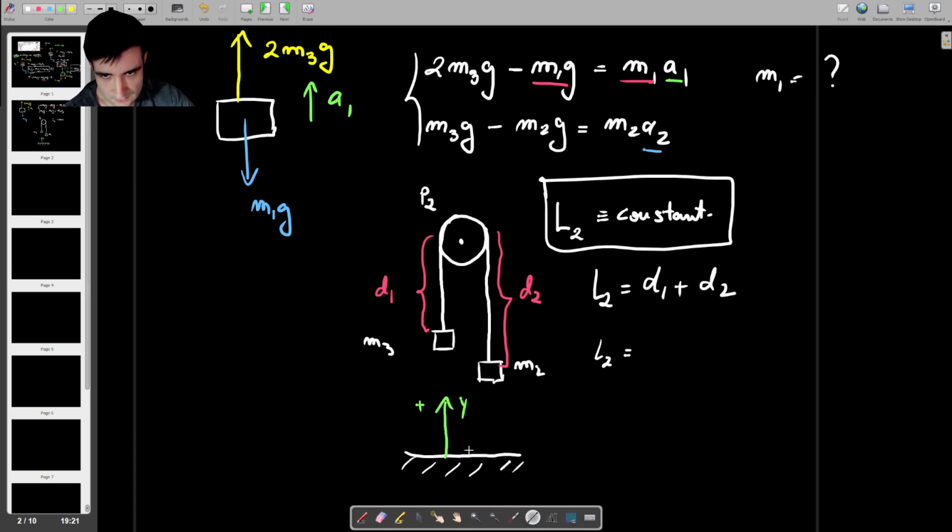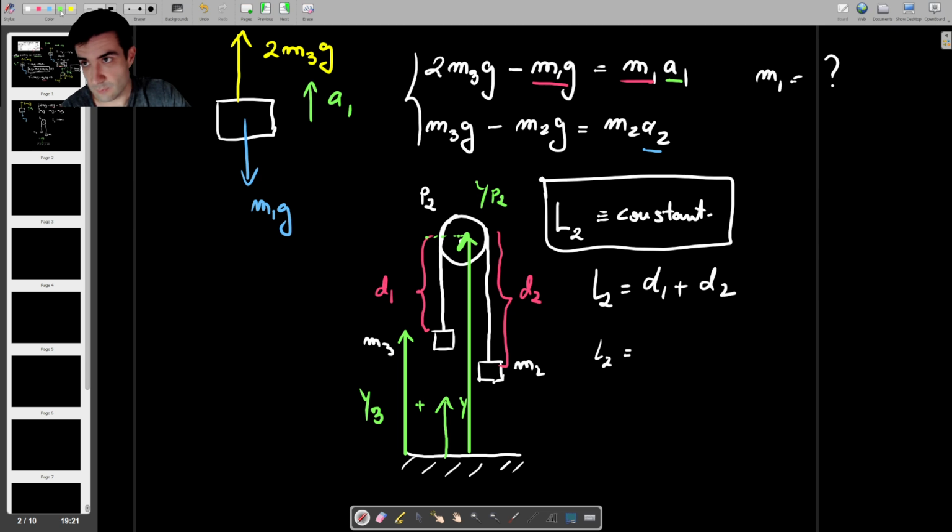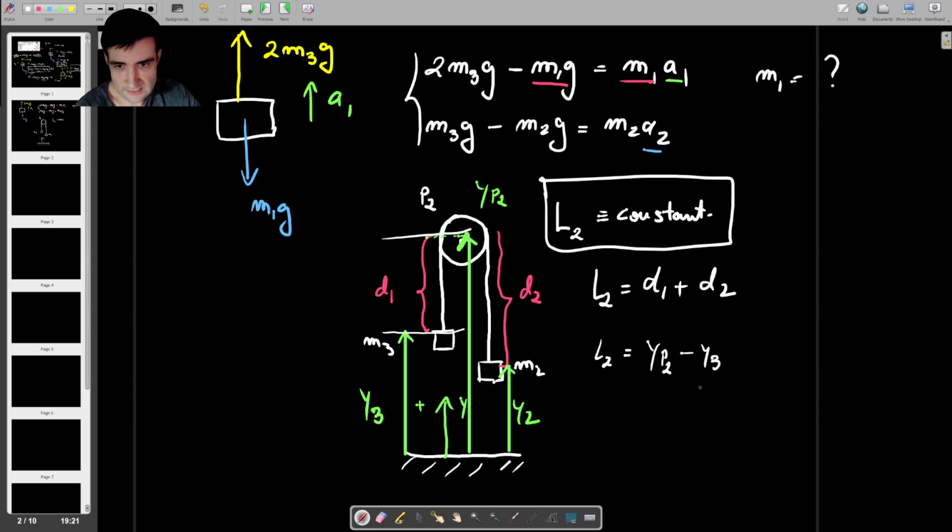I'm going to say that this point here, this coordinate, is the y of the pulley. And this right here is the y of mass 3, so this is y3. And in the same way, this is the y of M2, so this is y2. So D1 therefore is y of pulley 2 minus y3. So it's literally this distance from here to here.